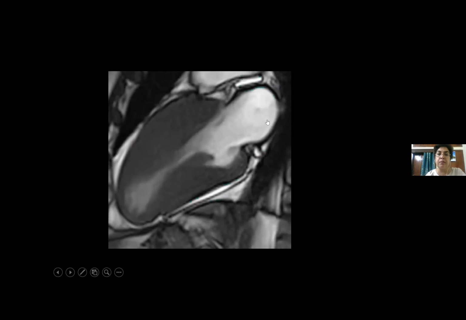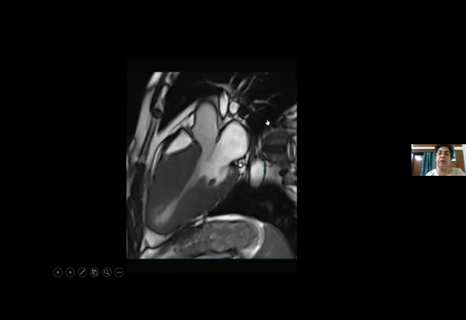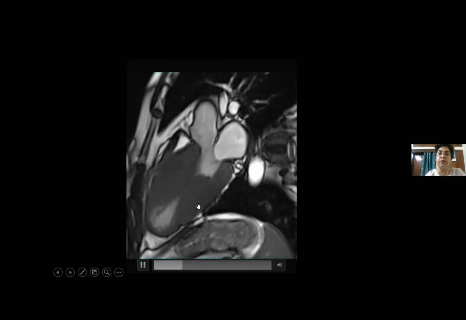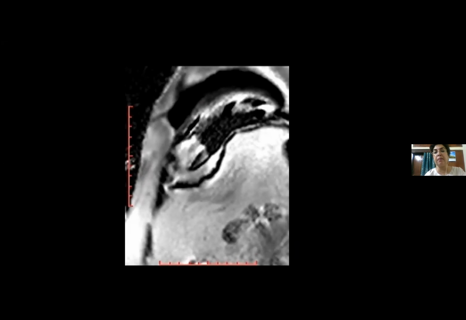This is the 2-chamber view. This is the short axis view. This is the LVOT view. And there is opposition of the two walls during systole. This is the delayed enhancement view showing patchy focal multiple areas of enhancement, which indicates fibrosis. And there is more severe fibrosis as we go towards the mid-cavity and apical region.